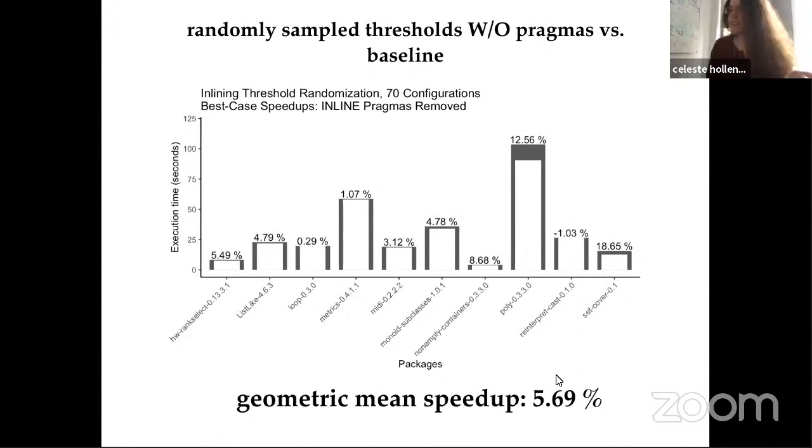So most of these packages managed to find something that was better than GHC, like significantly better than GHC, maybe 3% or above. This one is about 18%. Poly was nowhere near as close as the pragmas, at about 13%. Again, not bad.